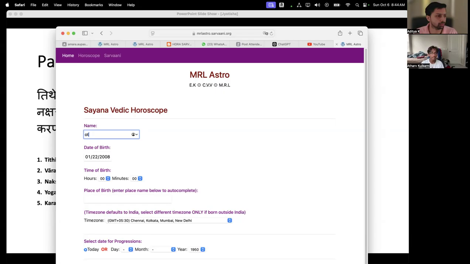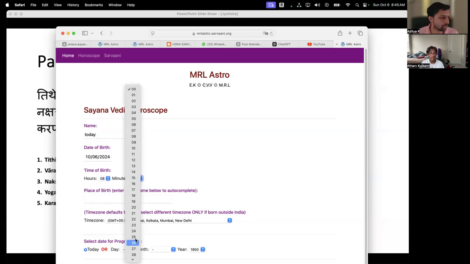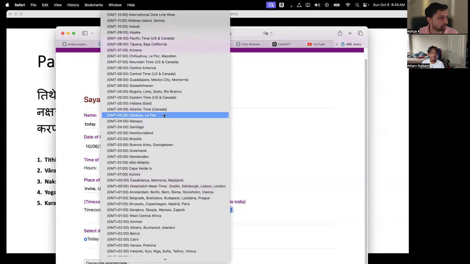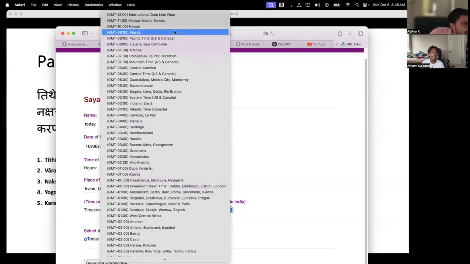So what is the date today? Today is 6th October, right? So 10/6/2024. Let's say now I'll just put down the time right now, 8:45 a.m. Typically, tithis are calculated at sunrise time. Even if we put sunrise, it won't be a big difference, but I'll just put 8:45 for now. And place of birth, we are in Irvine, United States. I also have to change the time zone to Pacific time.